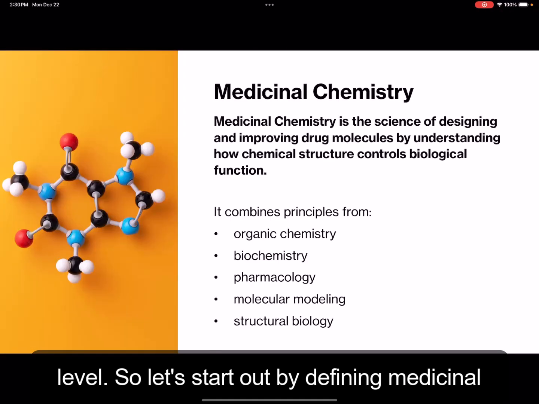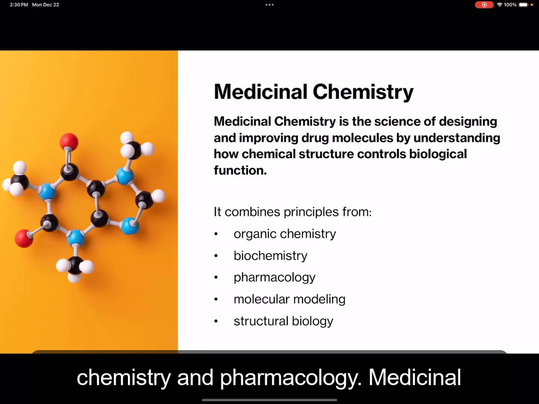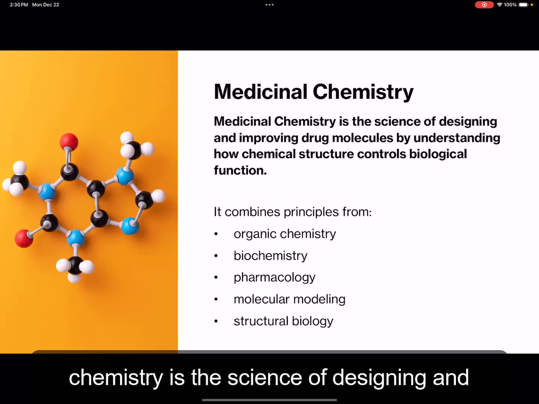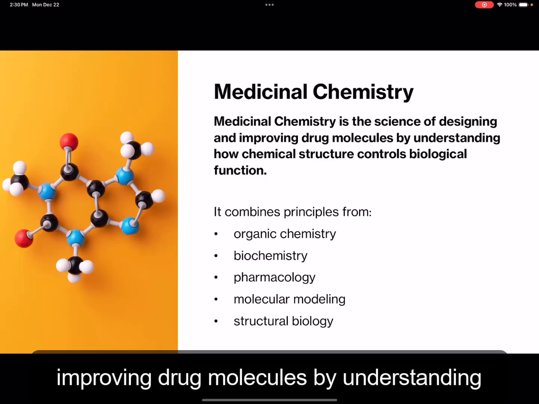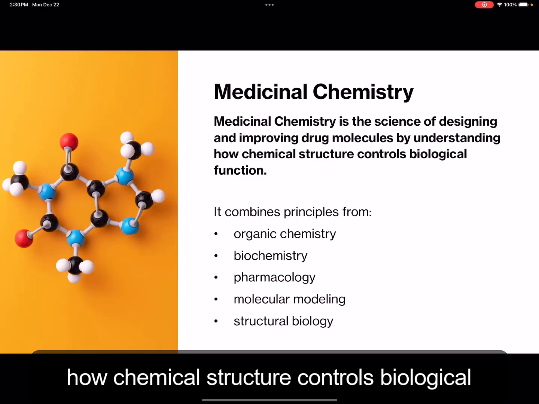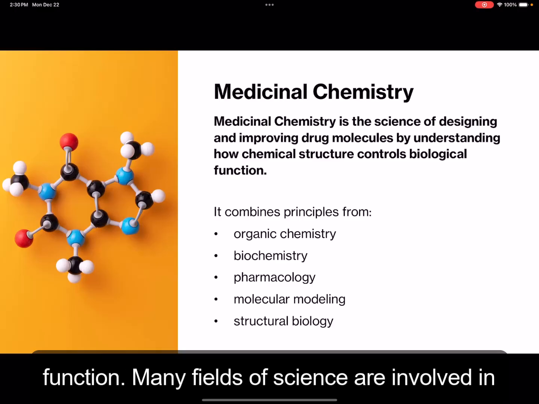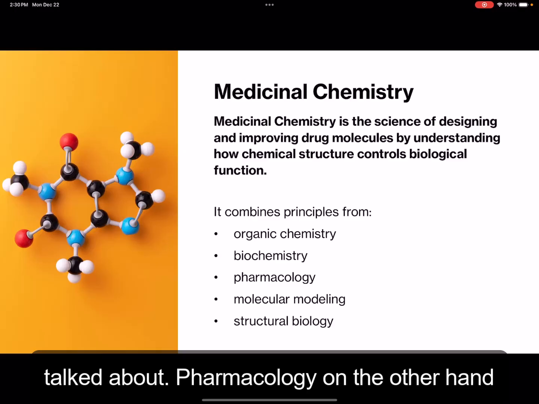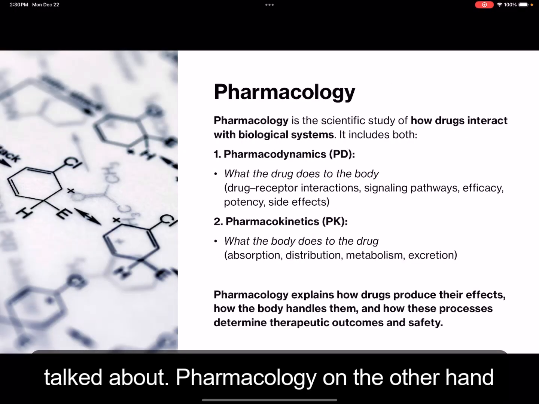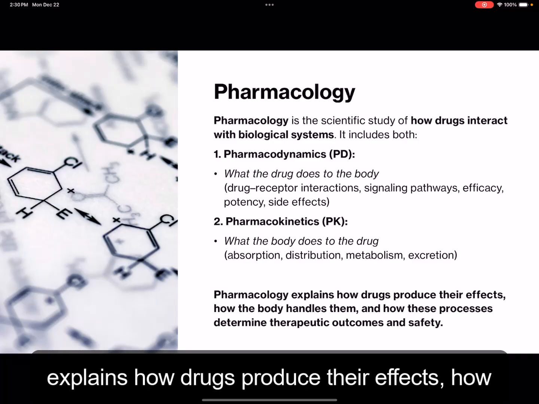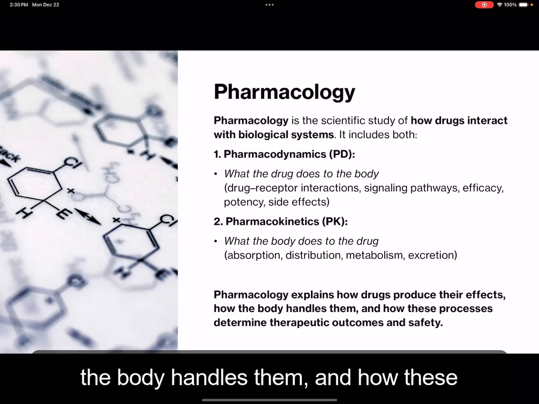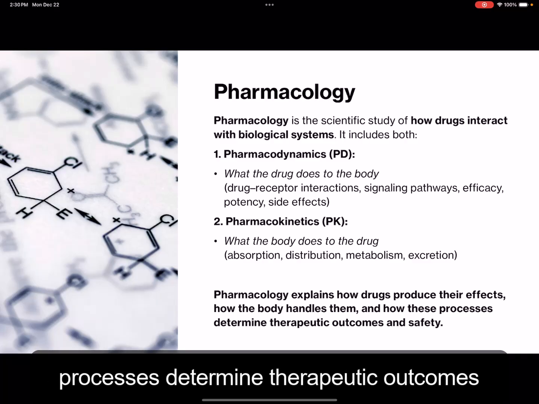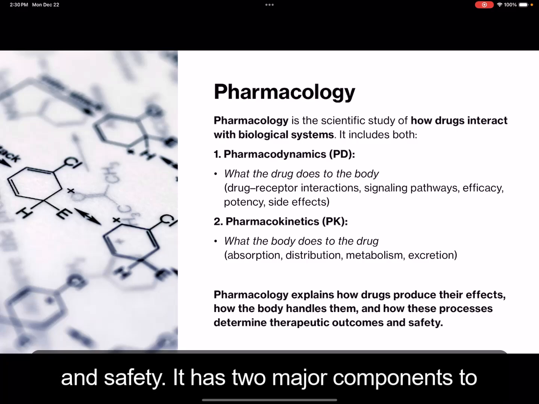So let's start out by defining medicinal chemistry and pharmacology. Medicinal chemistry is the science of designing and improving drug molecules by understanding how chemical structure controls biological function. Many fields of science are involved in this process, including the ones we've already talked about. Pharmacology, on the other hand, explains how drugs produce their effects, how the body handles them, and how these processes determine therapeutic outcomes and safety.